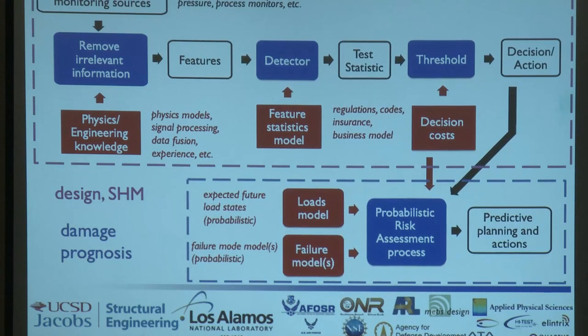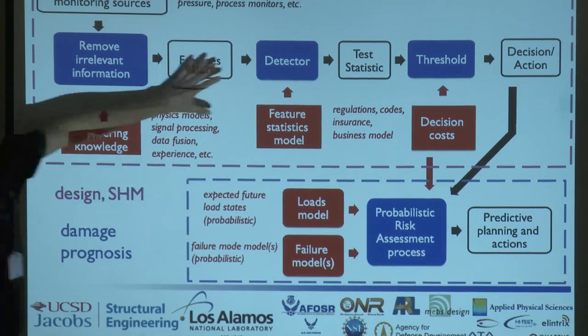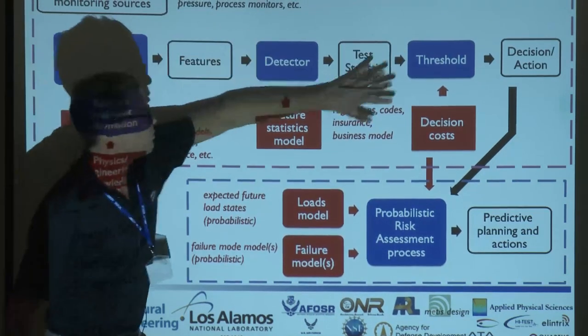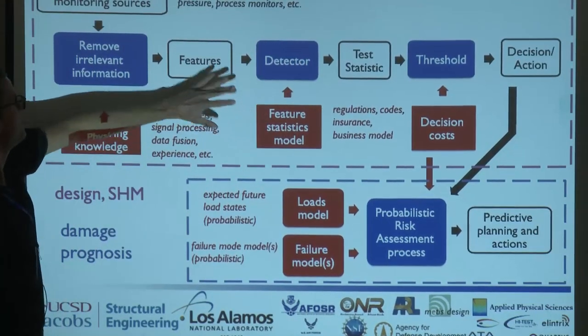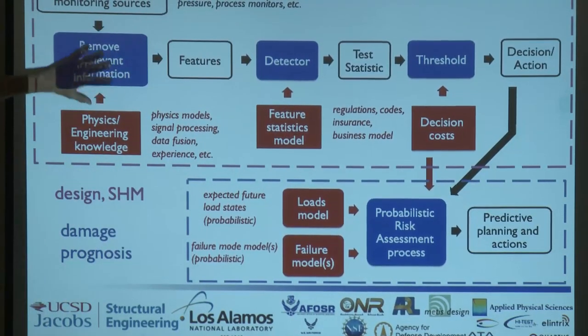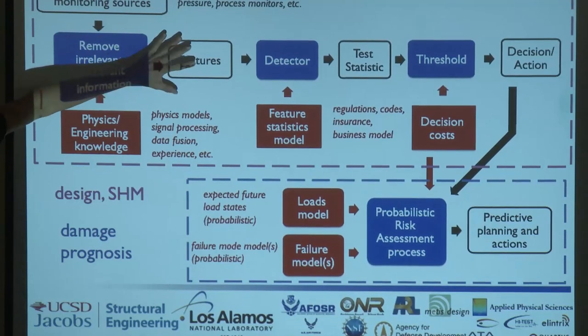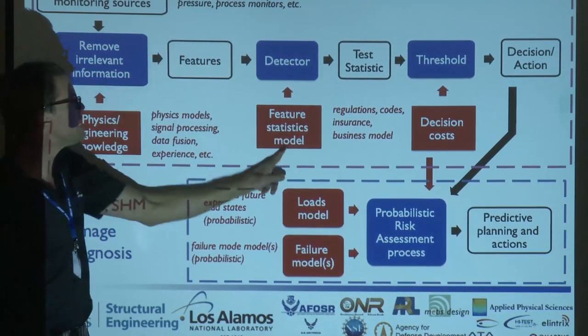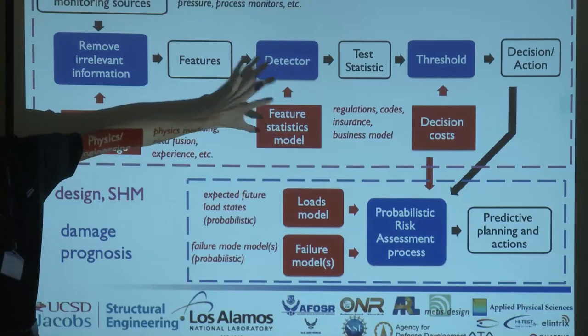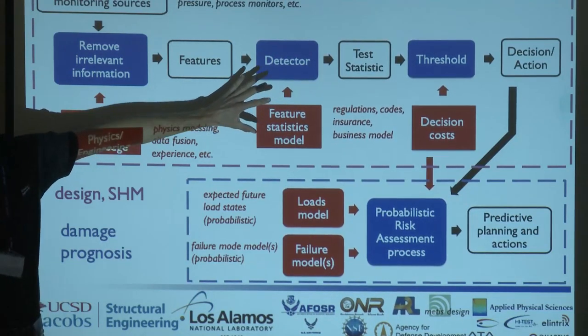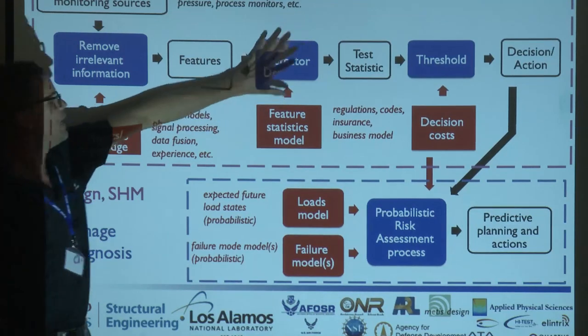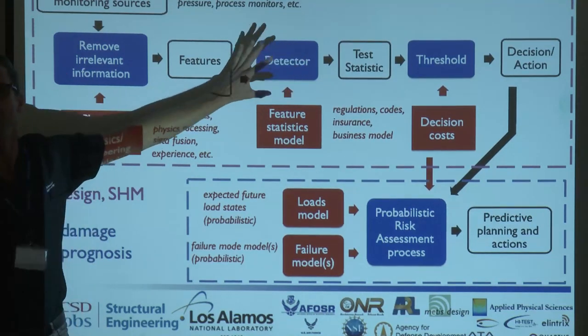I'm not going to go through every block. But this is the part where we're going to make a big change that's going to help in the design process. We still have to measure something, use as much knowledge as we can to get features, but we need to have the accurate feature statistics models to get those likelihoods. And I know I'm getting ahead of myself here. And then derive what's known as a detector.